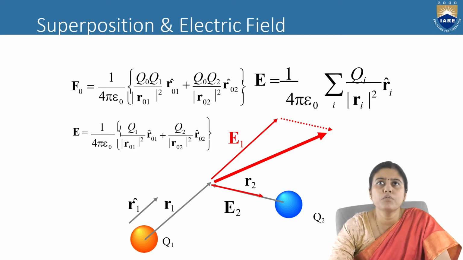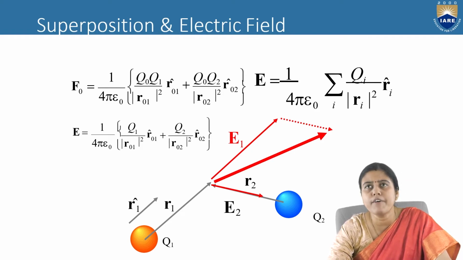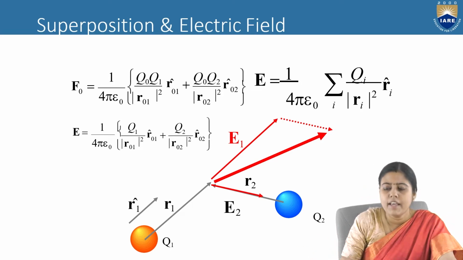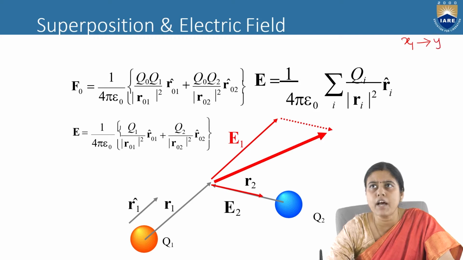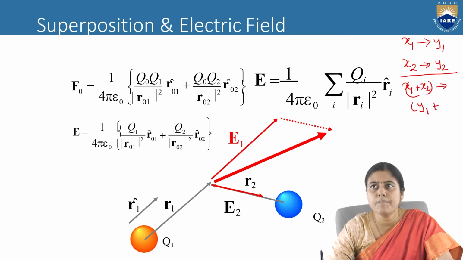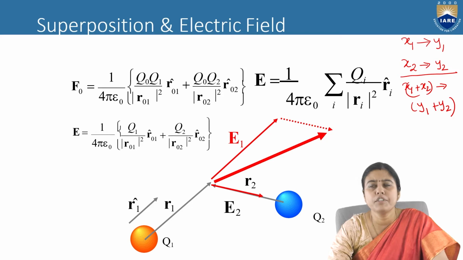So we can use the superposition in the case of the electric field. What is the meaning of the word superposition? First I will tell what is the meaning of superposition. Superposition means, say we have one input x1. For x1 input, the output is y1, and for the x2 input, output is y2. So if we give the total input x1 plus x2, the output will be y1 plus y2. So this is called the superposition theorem.